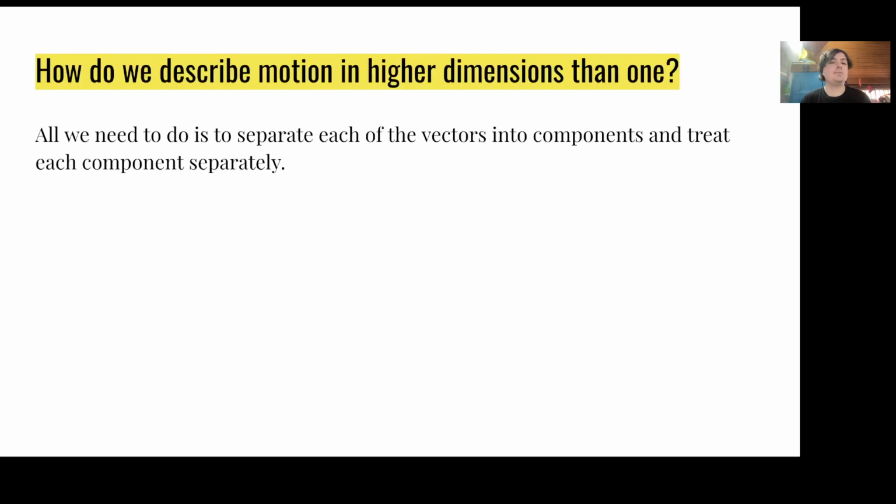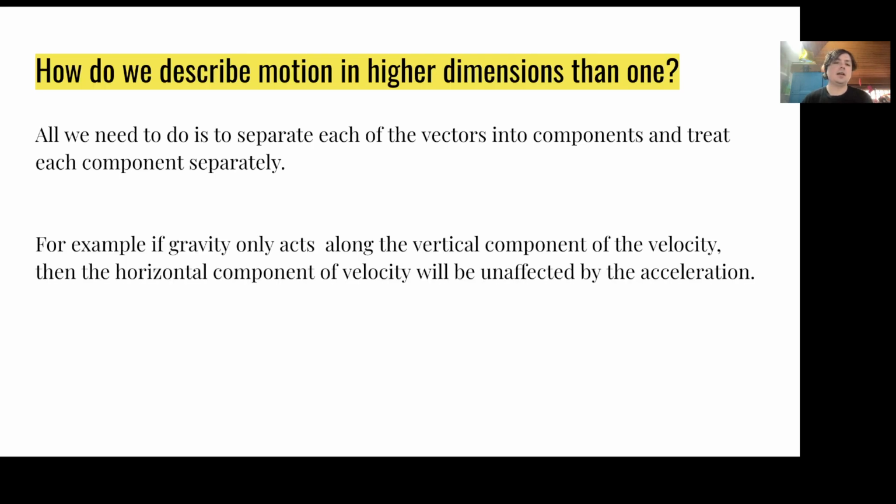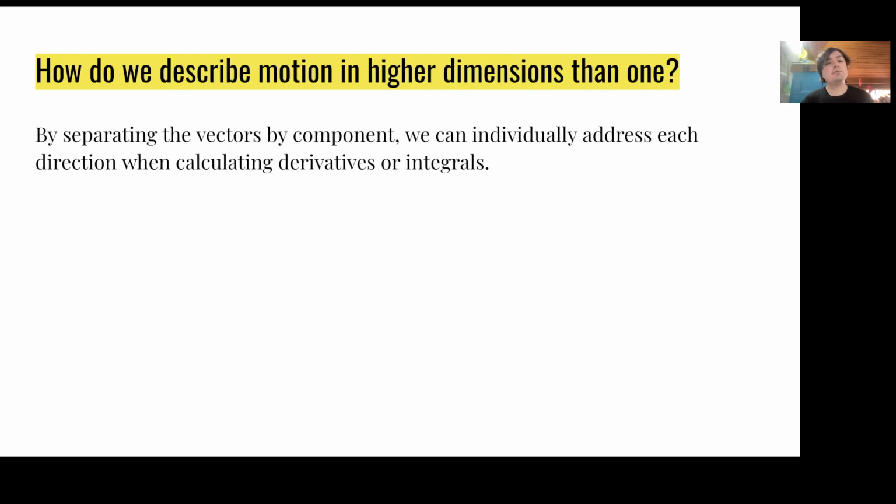So, how do we describe motion in higher dimensions? All we need to do is separate each of the vectors into components and treat each component separately. For example, if gravity only acts along the vertical component of velocity, then the horizontal component of velocity will be unaffected by acceleration, so we can separate it completely out. And by separating vectors by components, we can individually address each direction when doing things like calculating derivatives or integrals, or when we set up our kinematic equations.